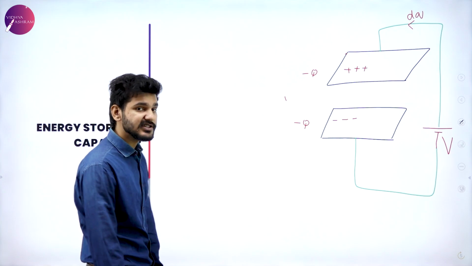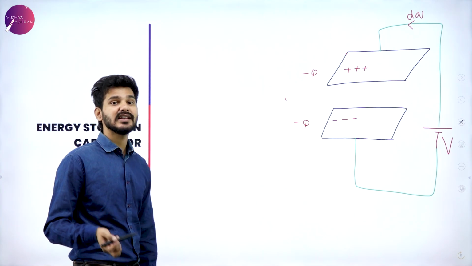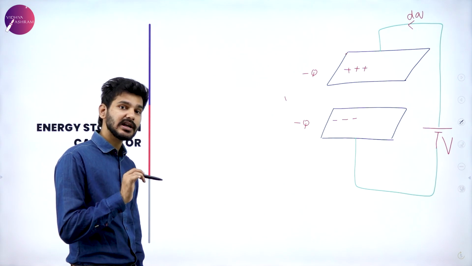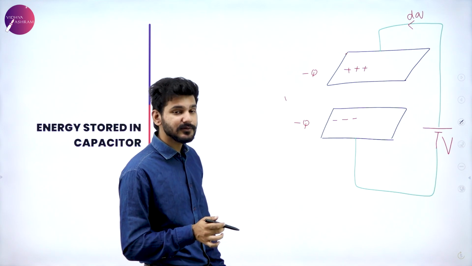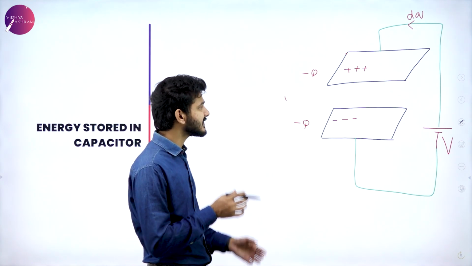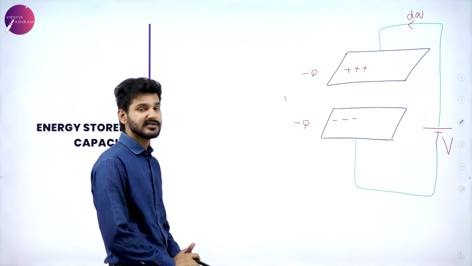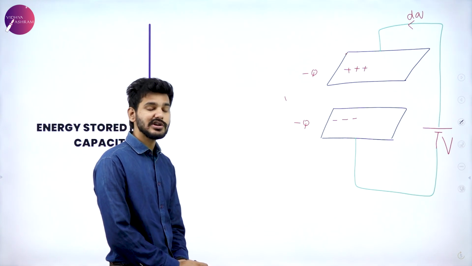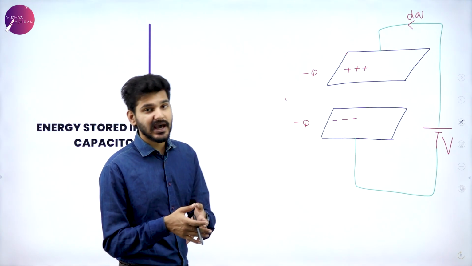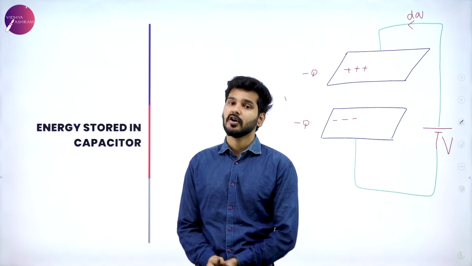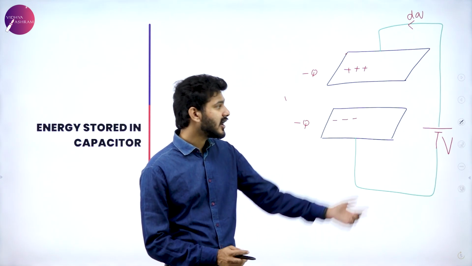From the beginning of the chapter, we know that in order to calculate energy, what we did was calculate the work done in assembling a system. That is, if we can successfully calculate the work done in order to assemble that system, it will be equal to the energy of that particular system. In this case also, we are going to calculate the work done so that we can calculate the energy stored in that particular capacitor.